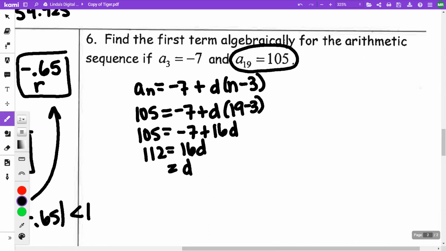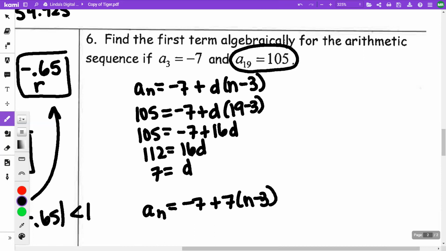I'm going to divide by 16. So 112 divided by 16 is 7. So that means I'm adding 7. So basically a sub n is equal to -7 plus 7 times n minus 3.